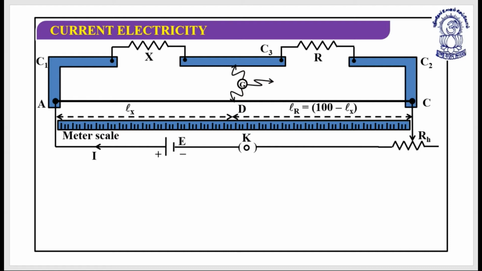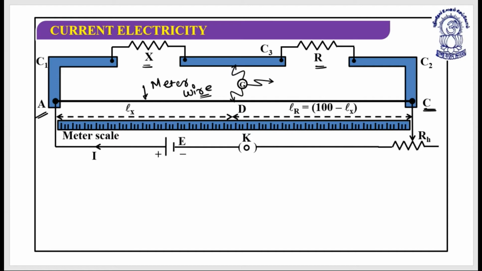So let's look at this. This is the practical setup of the meter bridge. The situation is here, one of the resistances would be X, another resistance would be R, and this is a wire from A to C. This wire is the meter wire. On standard specifications, this wire should be of length 100 centimeter or 1 meter.